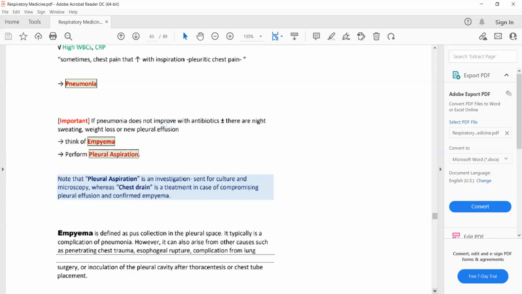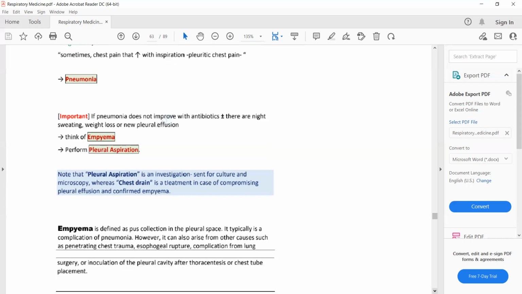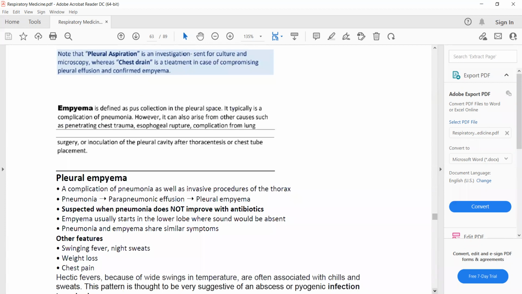And what is the criteria to insert a chest drain in case of empyema? If empyema is causing respiratory compromise, and the second one is if the empyema pH is less than 7.2. So remember these two criteria to put a chest tube in empyema. The investigation that is done is pleural aspiration and send it for culture and microscopy.